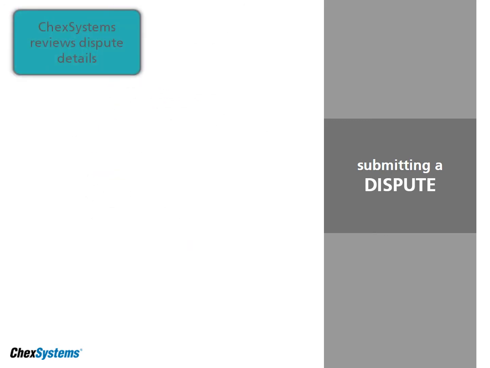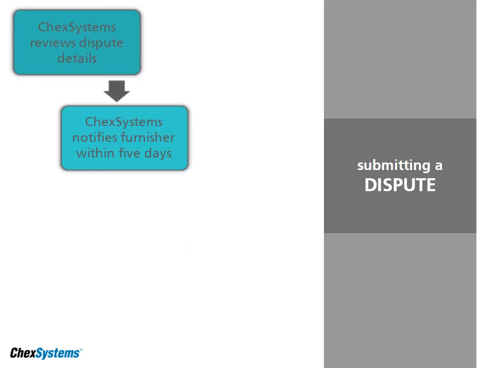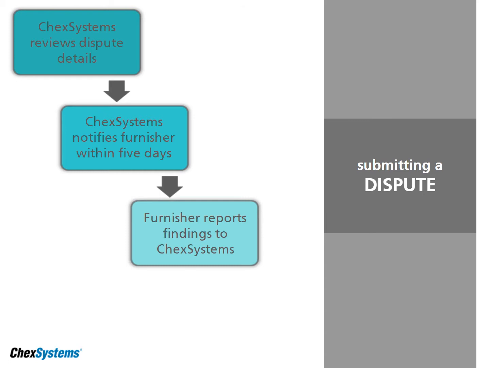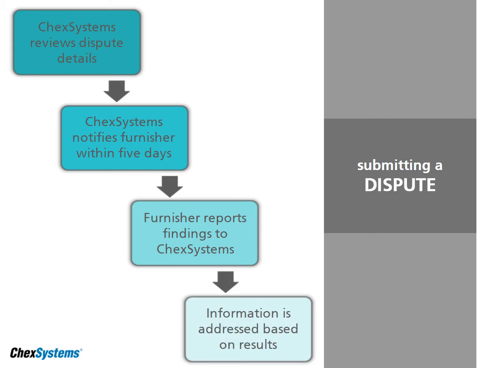ChexSystems will review the details of your dispute and within 5 business days provide notification to the furnisher of the information. The furnisher will investigate the information based on your dispute and notify ChexSystems of the results. The investigation will be completed within 30 days or 21 days for residents of Maine. Based on the findings, the disputed information will be retained in your file, amended, or deleted.